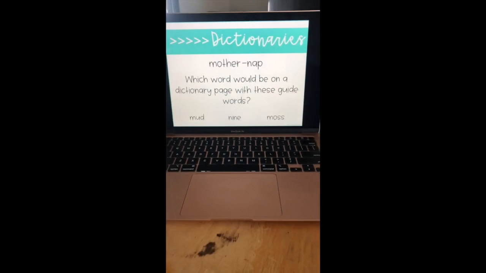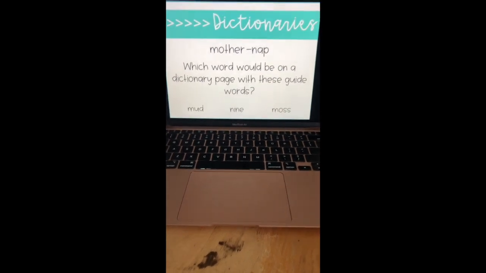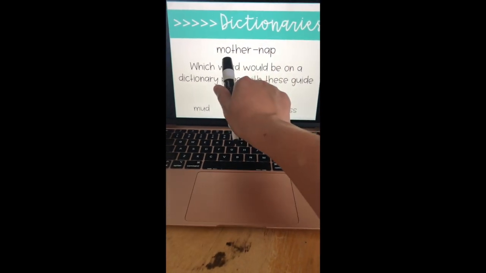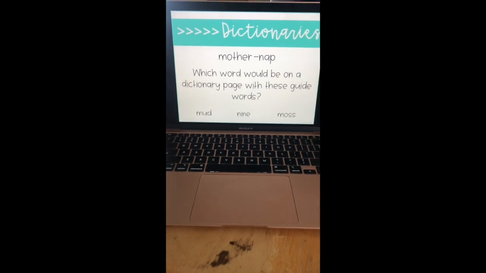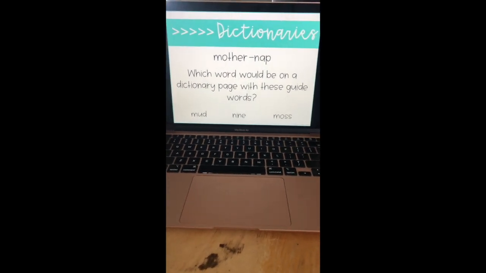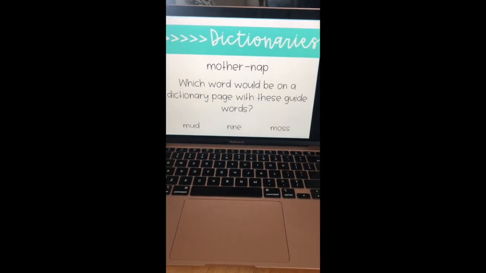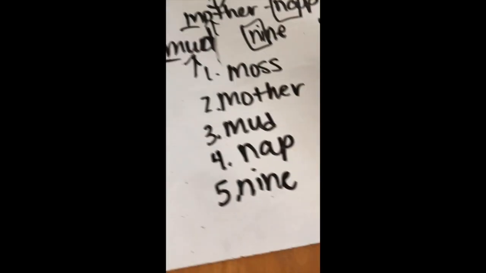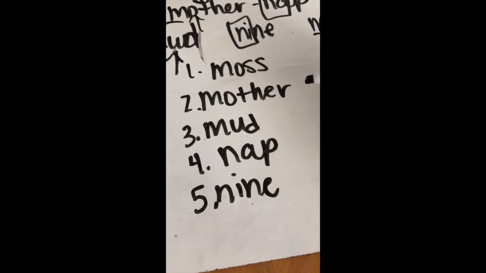I'm not going to show you on my board how to do the last slide for practice. I want you to try it on your own. So if you have the words mother, nap, mud, nine, and moss, first put those in alphabetical order. I want you to pause this video and put them in alphabetical order. For those of you who paused the video and put these words in alphabetical order, this is what I figured out in alphabetical order. Pause the video and check your work.